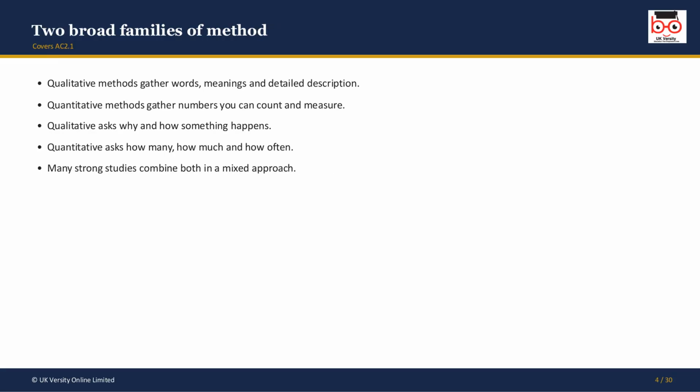Most research methods fall into two broad families. Qualitative methods gather words, meanings, and rich description. They're after the why and the how of something. Quantitative methods gather numbers you can count and measure, answering how many, how much, and how often. And plenty of the strongest studies don't pick a side at all. They blend both in a mixed approach.